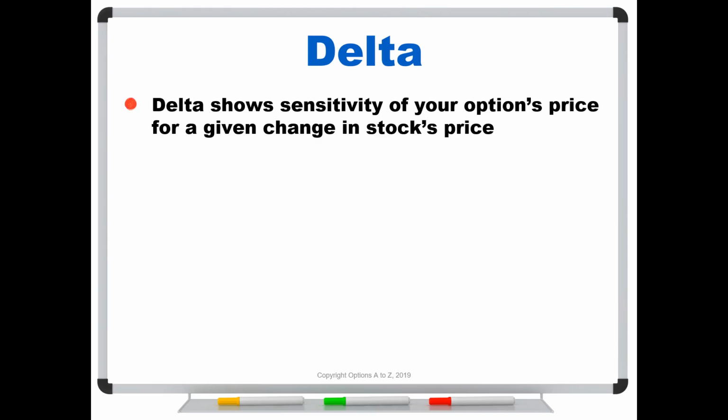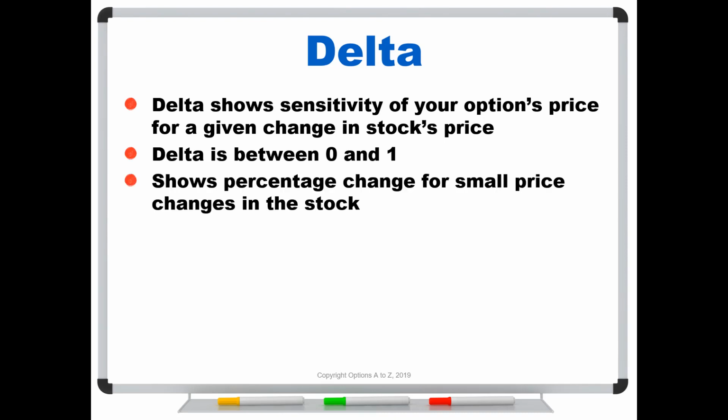The second Greek you need to understand is delta. And just as theta shows your option's sensitivity to time, delta shows your option's sensitivity for a given change in the stock's price. Delta will be shown on your broker's platform there, and it's going to be a number between 0 and 1. And what it does, it shows the percentage change in your option's price for small price changes in the stock. Normally, we define that as a $1 move, even though that's technically too big. Again, it's going to get you close.